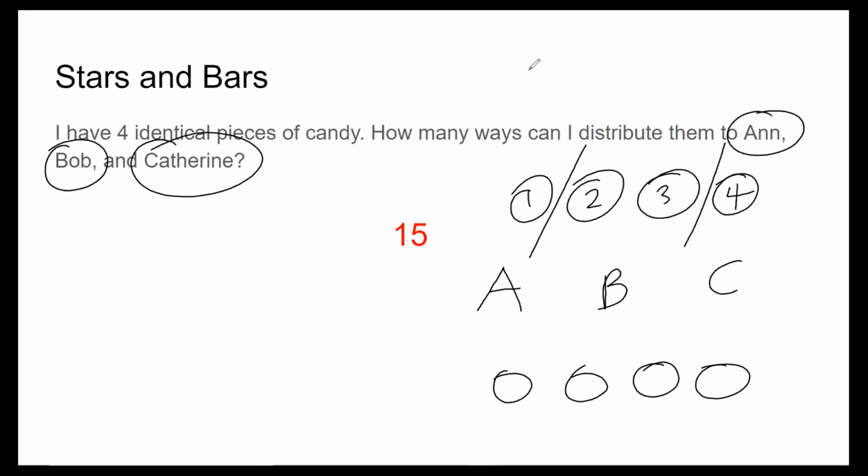Remember 2 weeks ago, we started learning about combinations. So the number of ways to choose k objects from a group of n is equal to n factorial over k factorial times n minus k factorial.